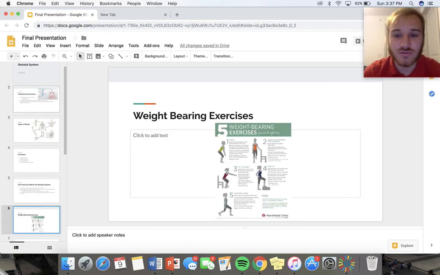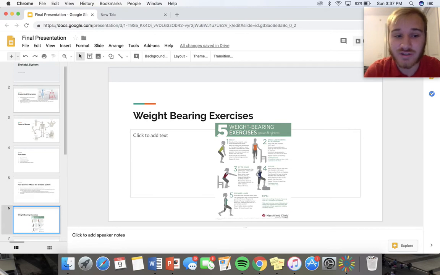So I decided to find 5 weight-bearing exercises that you can do at home or wherever that are easy to perform. You don't need much equipment. It will just use everyday stuff that you're surrounded with. The first one is a squat. You can do this any time of the day, wherever you are. You just need a little bit of space to do it, and it's very easy.